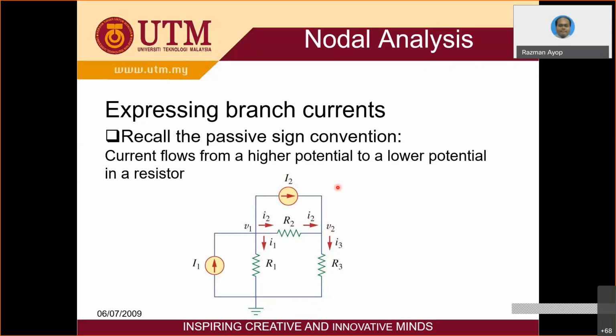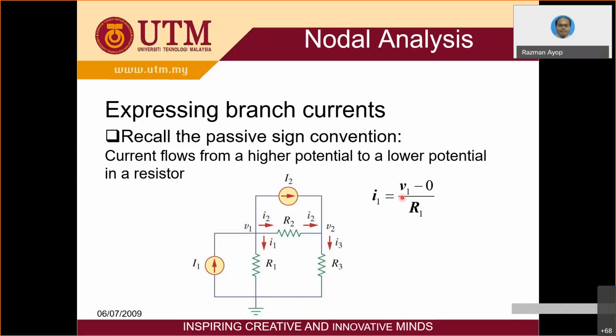So after you assign the ground, assign the voltage node, and assign the branch current, you use Kirchhoff. You use this formula. For I1, this one is I1. So basically, I1 is this direction. I1, the small one, the small i is going down. So basically, it's going from V1 to ground.